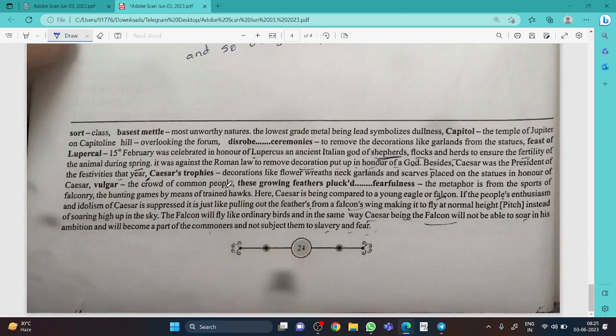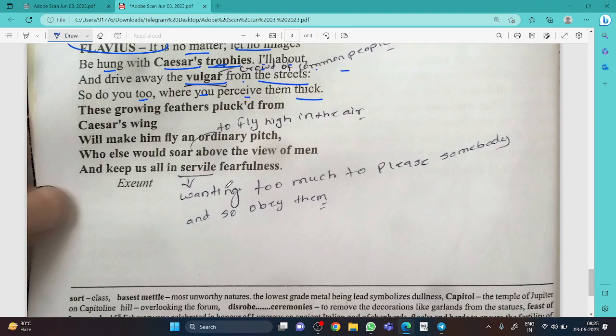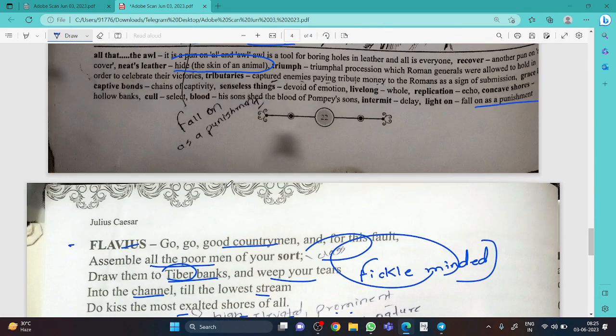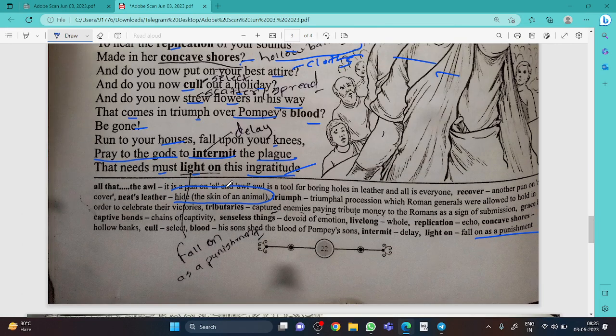So now act 1, scene 1 is completed. I hope each one of you has got this concept very clearly.